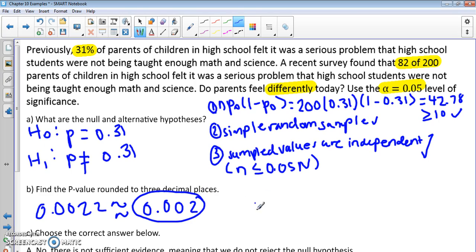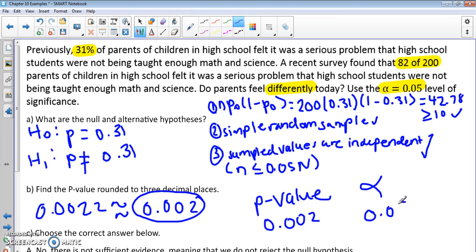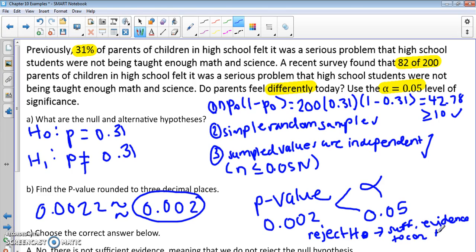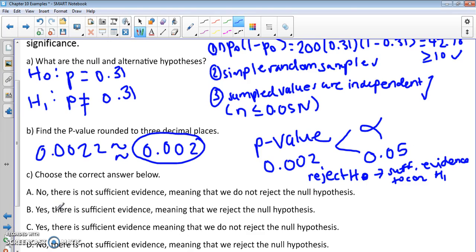Now we want to compare our p-value to alpha. So our p-value is less than alpha, so we want to reject the null. This means that there is sufficient evidence to conclude the alternative hypothesis. So there is sufficient evidence, so we can eliminate A and D, meaning that we reject.